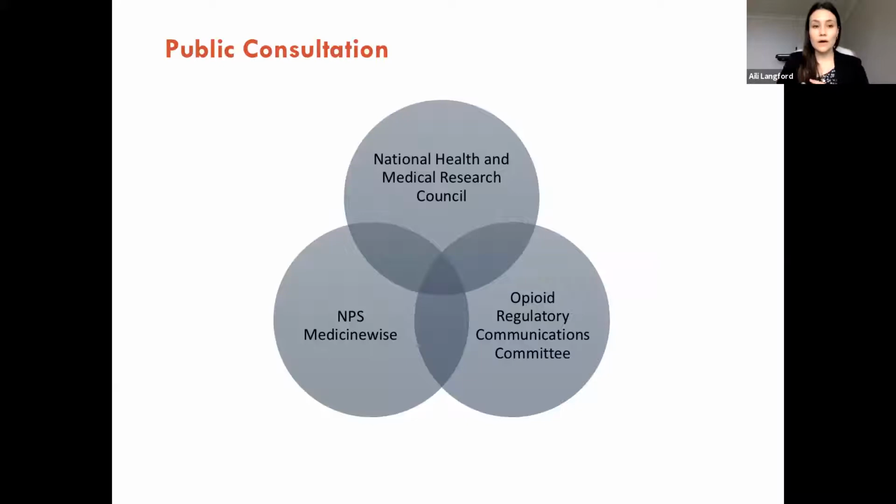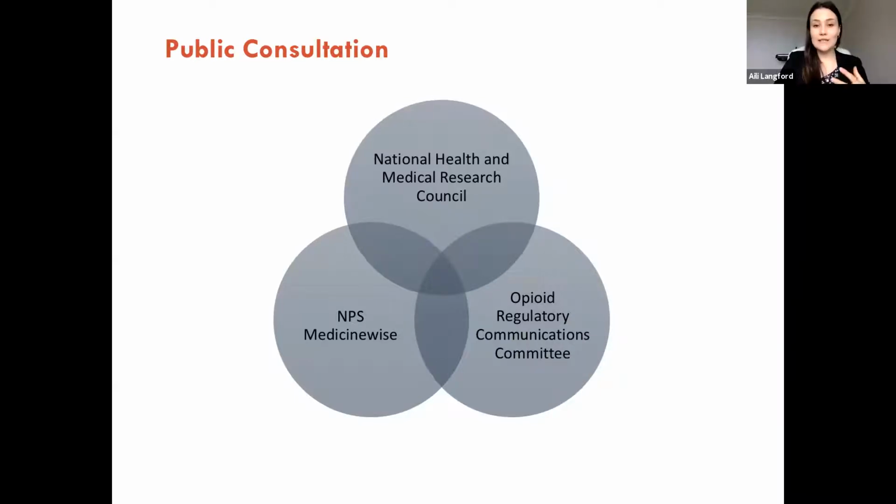And the third area I wanted to talk about was our planning for public consultation. We worked quite closely with the National Health and Medical Research Council throughout guideline development to ensure that our guidelines met their criteria for approval. And as I mentioned, we also worked with organisations such as NPS, and we're looking at developing some consumer resources to support our guidelines. But we also worked with the TGA Opioid Regulatory Communications Committee quite closely and met with them to discuss which organisations have a potential interest in the topic of opioid deprescribing and who would want to comment on our guidelines when we release them for public consultation.